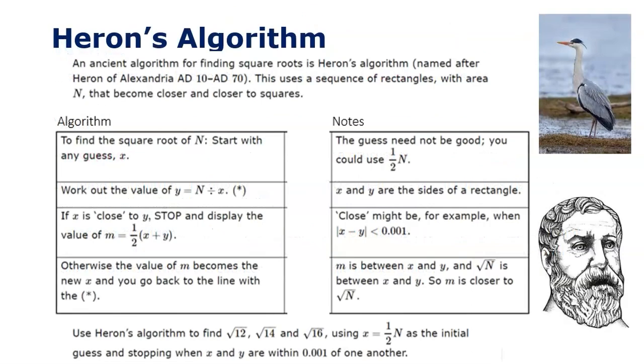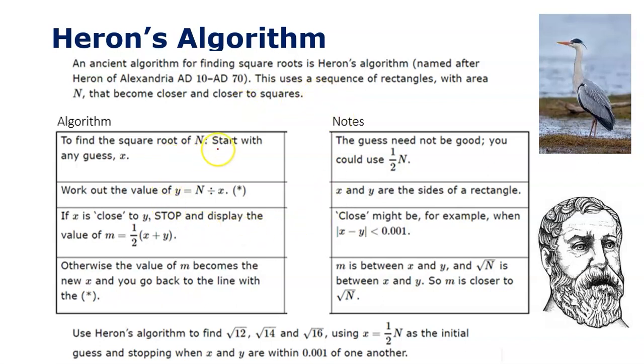Now, Heron's algorithm. I've already mentioned this. We are going to try to find the square root of a number. Now, Heron apparently was trying to do this. Now, a heron is a bird, but Heron of Alexandria lived about 2,000 years ago. He was a Greek ruler 2,000 years ago.